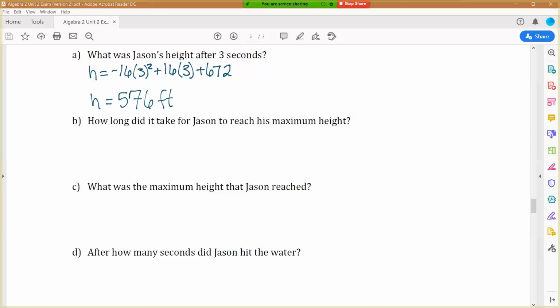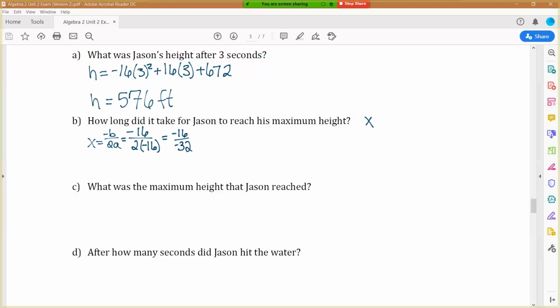How long did it take Jason to reach his maximum height? The time it takes to reach the maximum height is just asking you for the x-coordinate of your vertex. So we're just trying to find the x-coordinate of our vertex. Since it's in standard form, x equals -b divided by 2a. So -b is -16, divided by 2 times a, which is also -16.